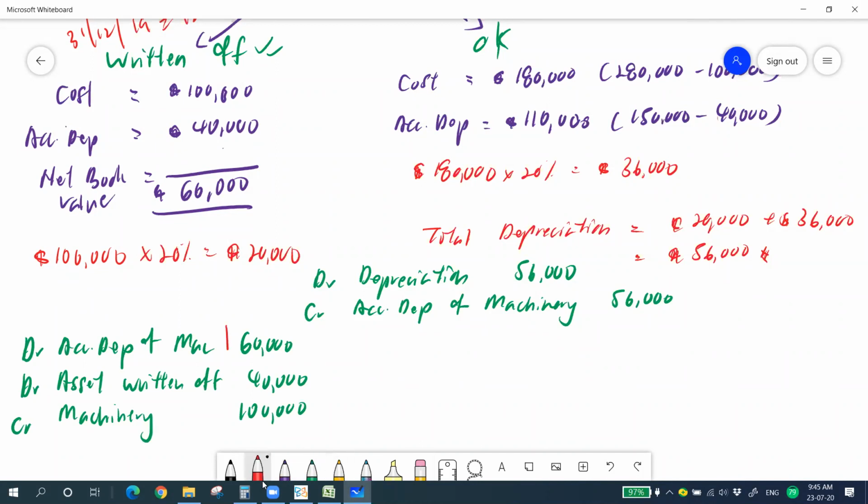So how do I get this 60? This 60 refers to the previous year accumulated depreciation together with this year depreciation. So we get the total accumulated depreciation of 60,000. So this is the double entry. Which section or which entry are you not clear about and you wish me to explain further?